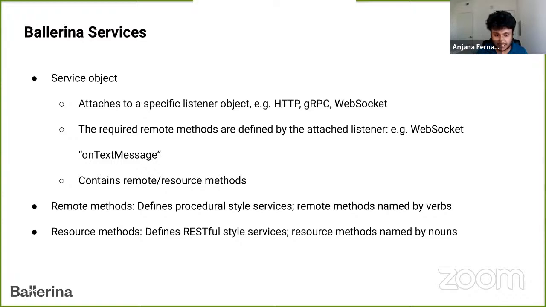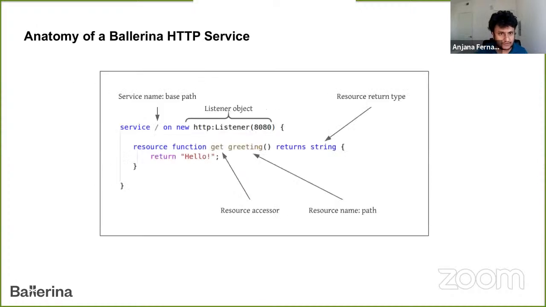And the resource methods are basically used to model RESTful style services. So these resource methods are naturally named by nouns. That's the case in the general HTTP services we can model in this way. GraphQL as well. Those types of services will have these resource methods. So we'll start with an HTTP service to show the new structure that we have.